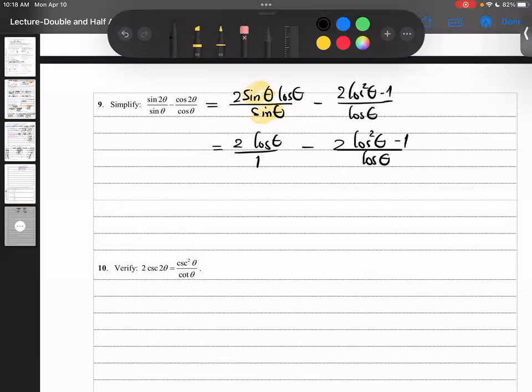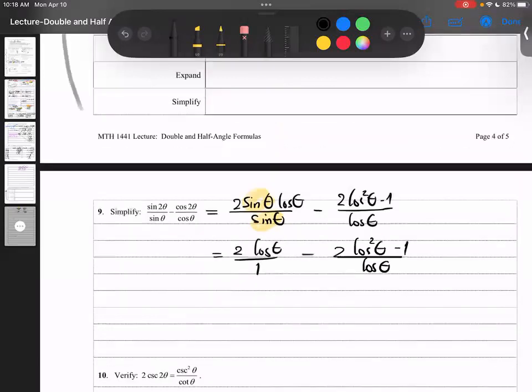For me, if it was my first time doing this, I wouldn't know which one to choose for this guy. I wouldn't know this until I'm done with this guy, and I'll tell you why. Common denominator, which is cosine theta, yeah? Now I know I choose the second one because I see cosine squared theta.